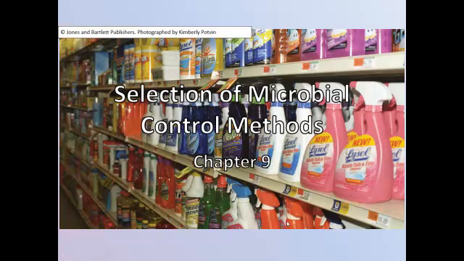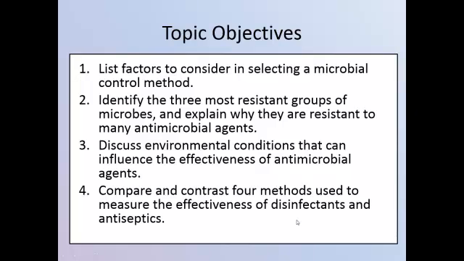Chapter 9, Selection of Microbial Control Methods. The learning objectives for this topic are: list factors to consider in selecting a microbial control method, identify the 3 most resistant groups of microbes and explain why they are resistant to many antimicrobial agents, discuss environmental conditions that can influence the effectiveness of antimicrobial agents, compare and contrast 4 methods used to measure the effectiveness of disinfectants and antiseptics.